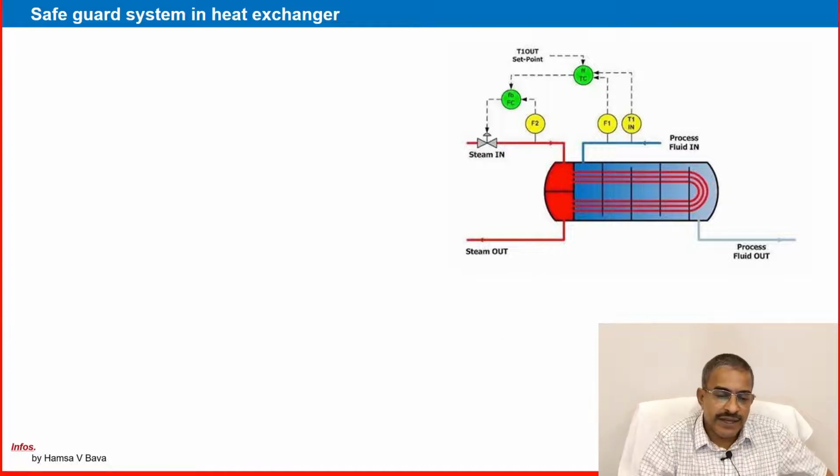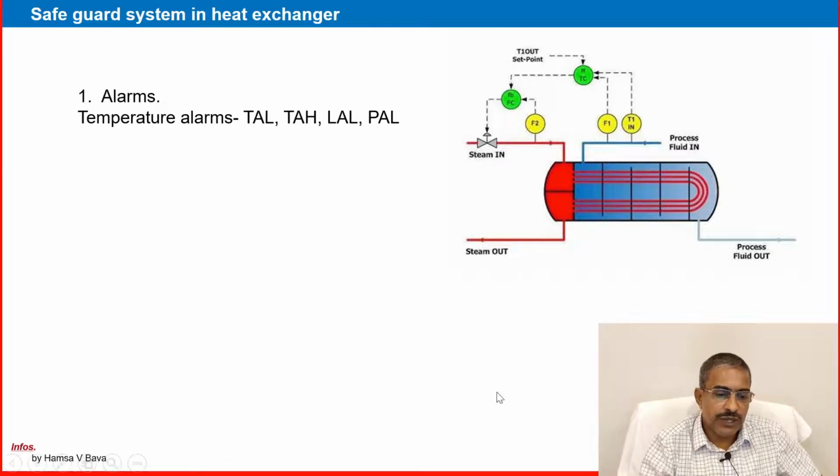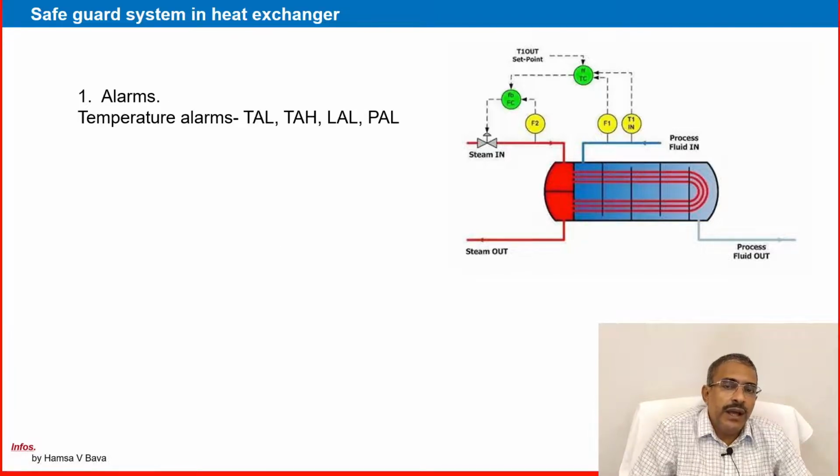But in a heat exchanger we are using some alarms, which I showed in the P&ID: temperature alarm low, temperature alarm high, level alarm low, and pressure alarm low. So various alarms show a low value or high value. Actually, these alarm values are a deviation from the set point or normal operating point. When the process variable deviates from the normal operating point on either side, we fix it as an alarm to give sufficient protection to the heat exchanger.